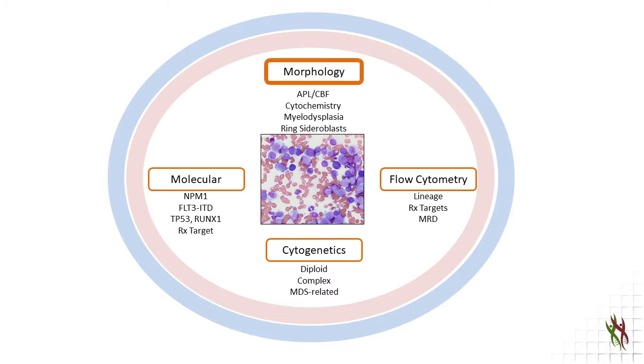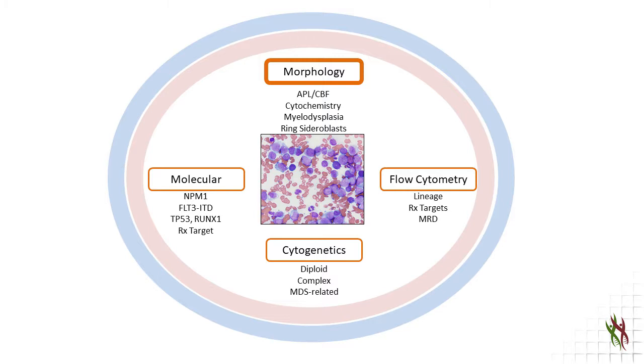Morphology allows us to raise suspicion for acute promyelocytic leukemia or for a core binding factor leukemia, both of which require treatment approaches that are different from other types of acute myeloid leukemias. In addition, we can do special stains to assist morphology. These include cytochemistry, such as myeloperoxidase cytochemistry, which can help further confirm a diagnosis of AML.